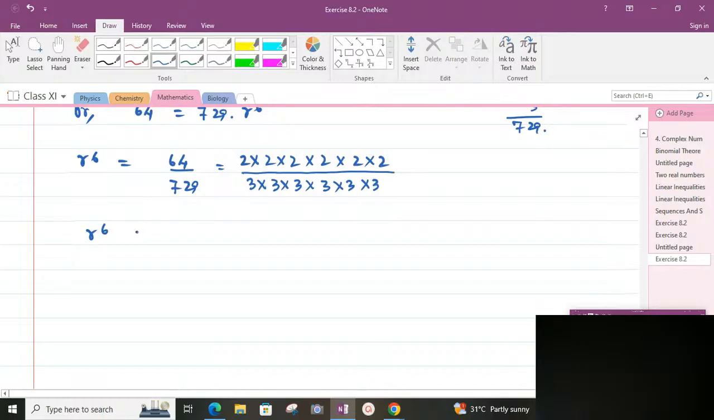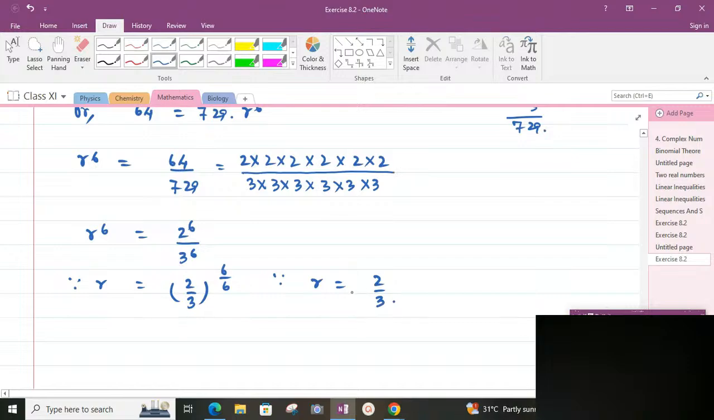So your next step will be r to the power 6 equal to 2 to the power 6 by 3 to the power 6. Therefore here r will be 2 by 3 to the power 6 by 6. So here will be r equal to 2 by 3. So there is no problem to understand up to this step.